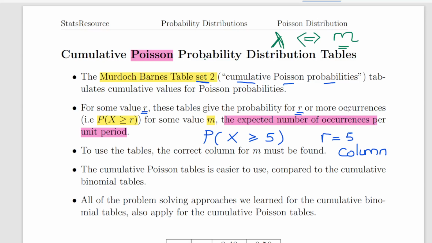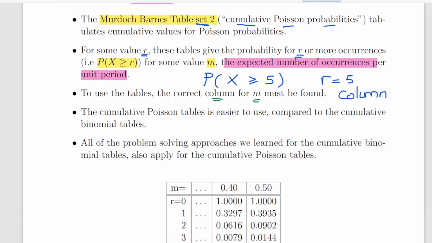Now, to use the tables, the correct column of m must be found. This could vary from question to question, depending on what the unit period is. So if it's 0.5 for 1 hour, let's say you're told that, and you're asked about 4 hours, then you have to adjust accordingly to use m equal to 2, which is 4 times 0.5. So just watch out for that. It could change from one part of the question to another part of the question.